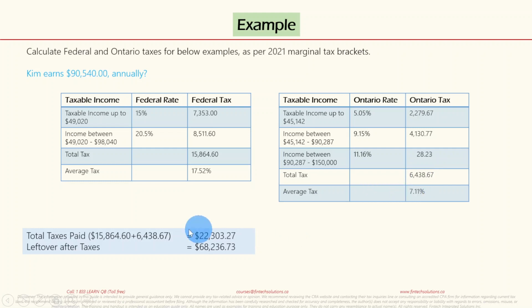If we combine both of them, 15,864.60, which is the federal component, and 6,438.67, which is the Ontario component, her total tax amount is 22,303 and 27. Leftover after taxes is 68,236 and 73 cents. Now, of course, this is just for the understanding of the tax brackets. The actual numbers definitely will be different.